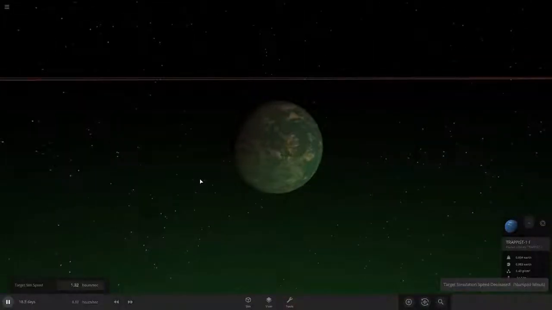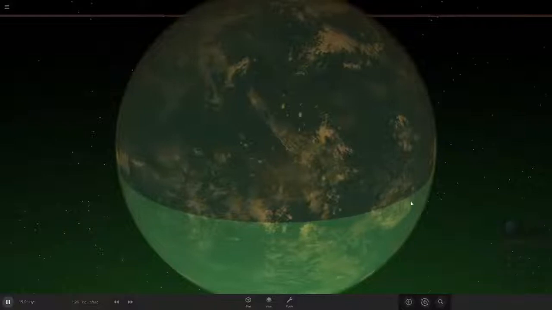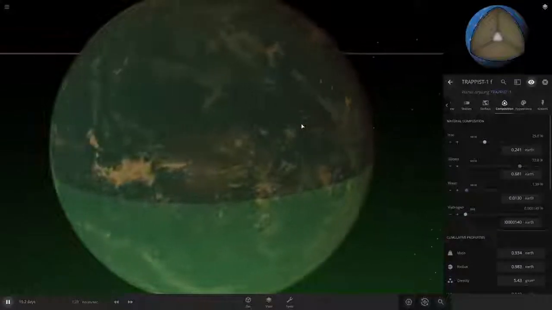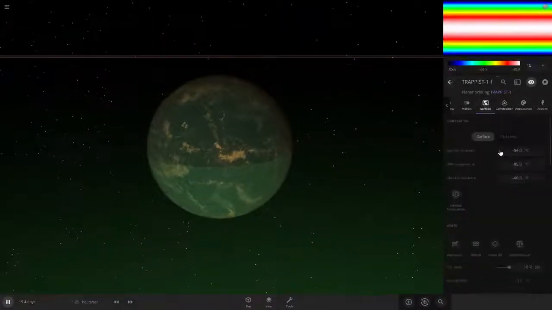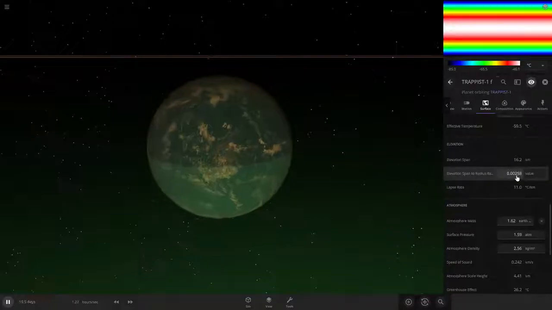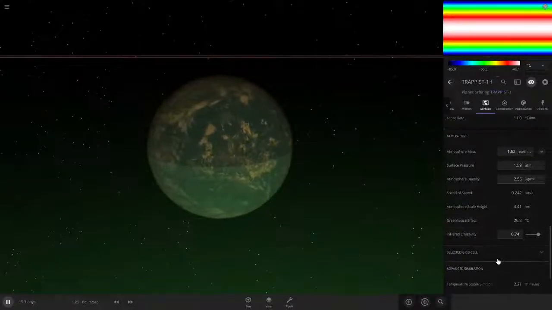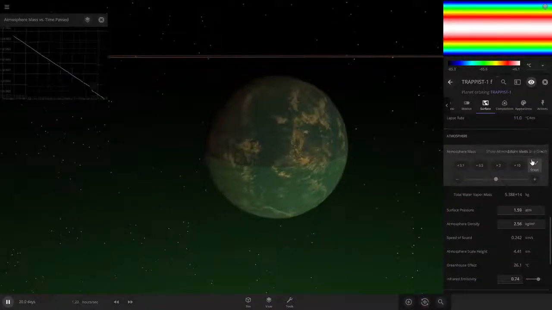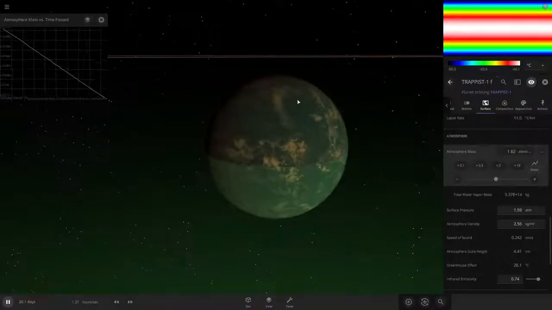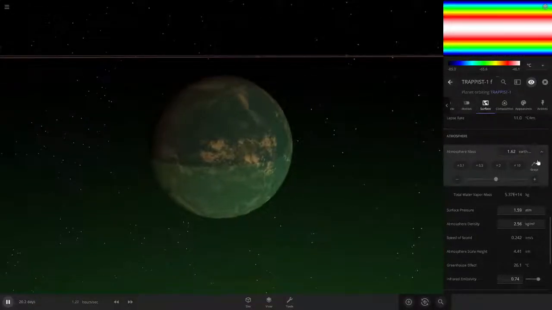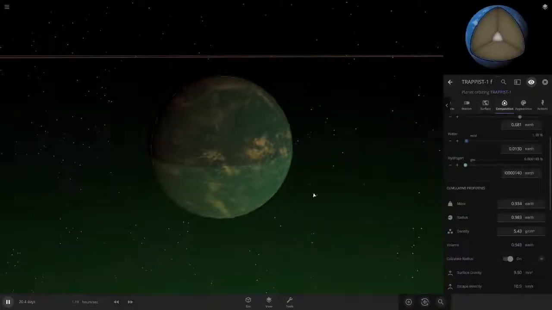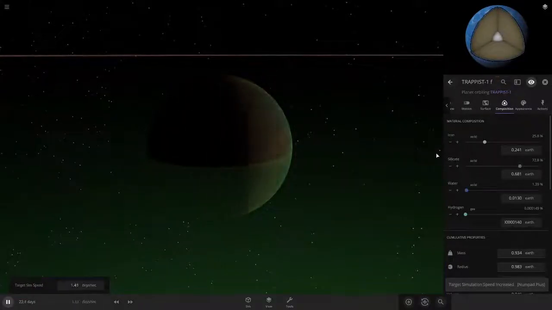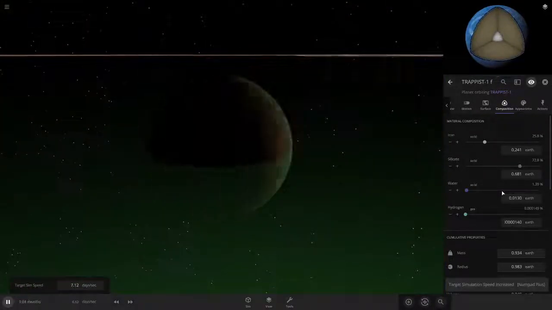Got it. So Trappist-1F. This one actually does have water. It says solid, but it looks liquid on here. Is there anywhere to not show an atmosphere? Well, atmospheric mass is decreasing, but it's so slow that it doesn't really matter. No, I can't. Got it. It has 1% water, more water than Earth does.